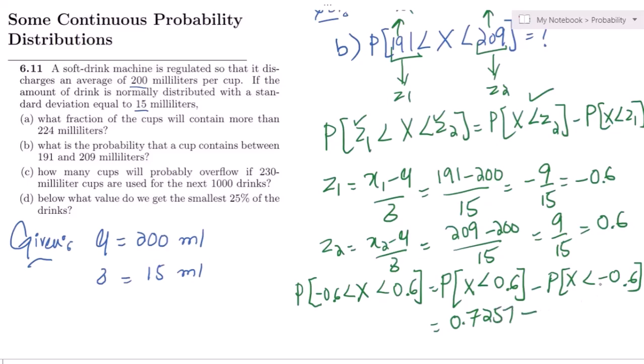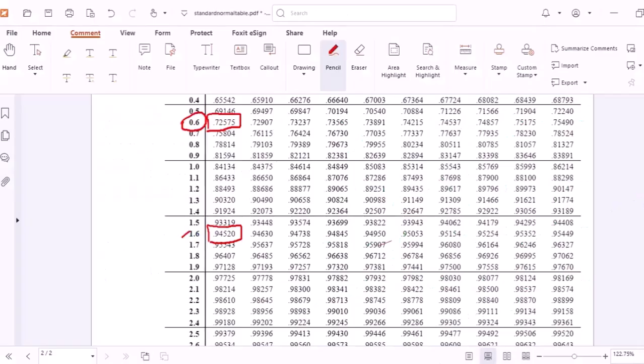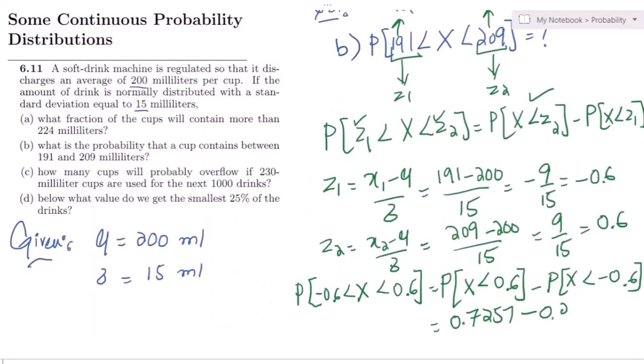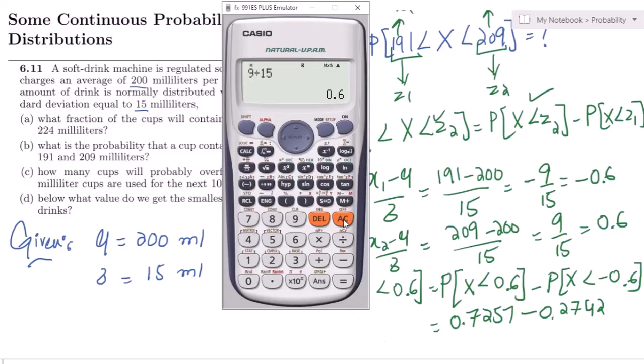So 0.7257 minus, for the value of minus 0.6, it is here. So it is 0.2742. Okay, let me subtract them. Here it would be 0.7257 minus 0.2742. Okay, so the value it has would be 0.4515.